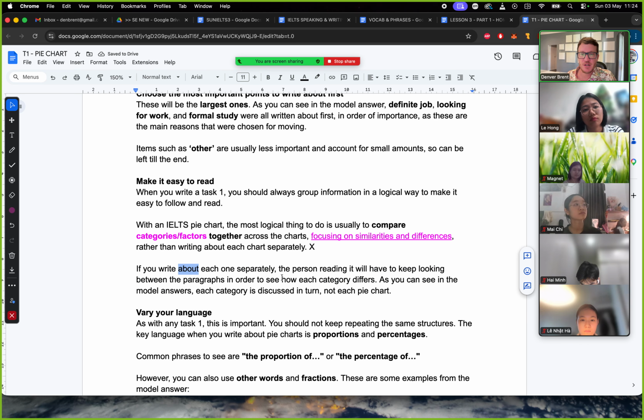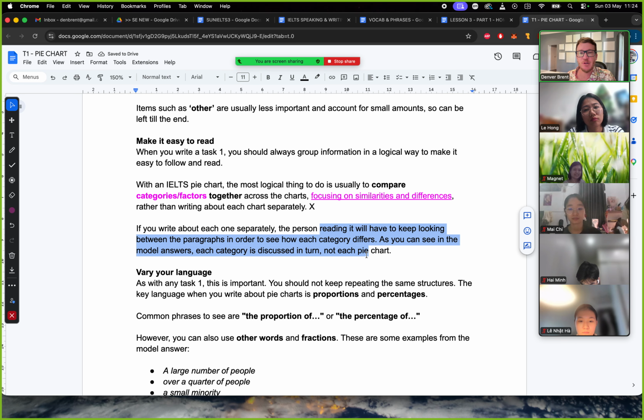If you write about each chart separately, the person reading it will have to keep looking between the paragraphs in order to see how each category differs. Yeah, so they're going to be looking at immigration, like how are they differing? Where's the difference? Where's the difference? Your job is to make the picture clear in the person's head. Okay.